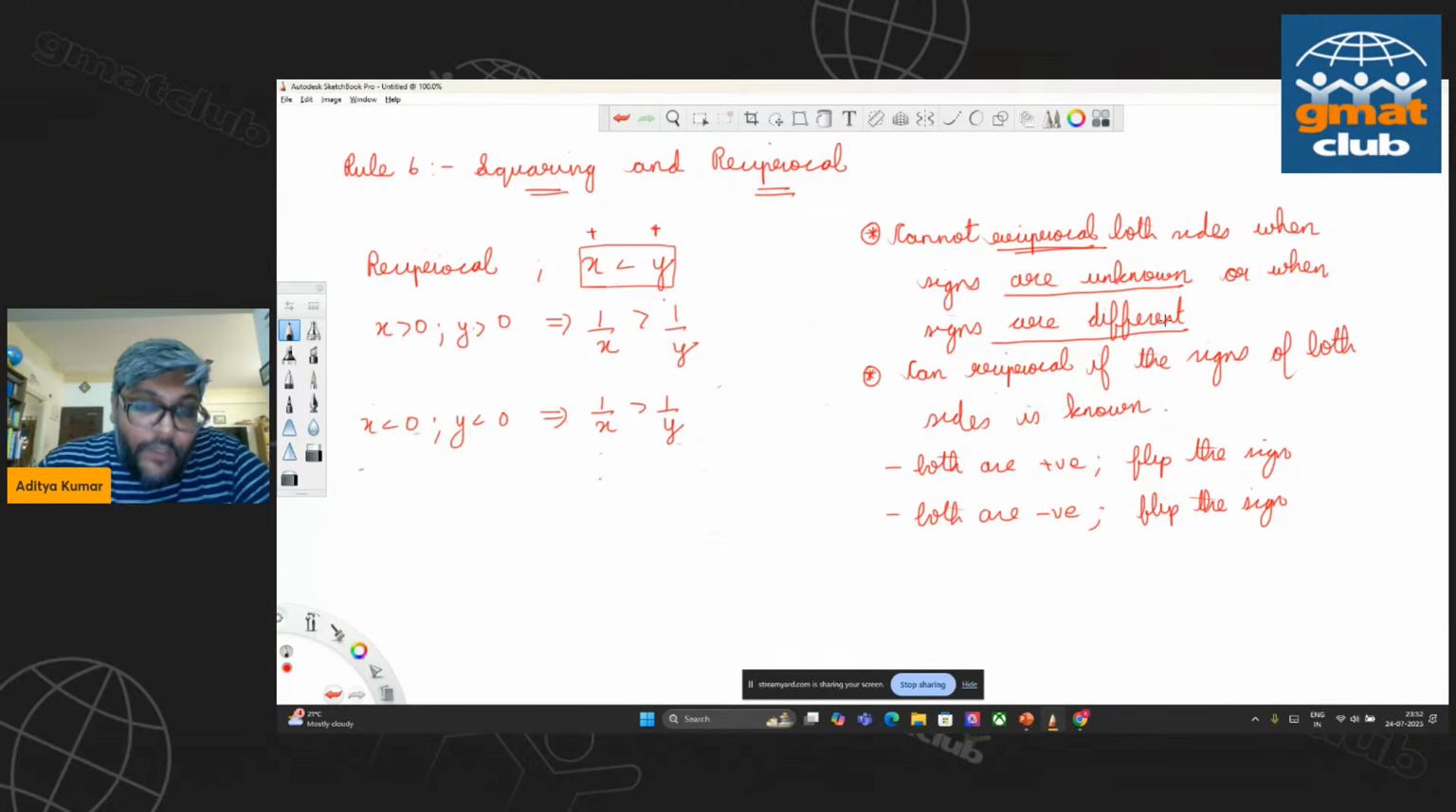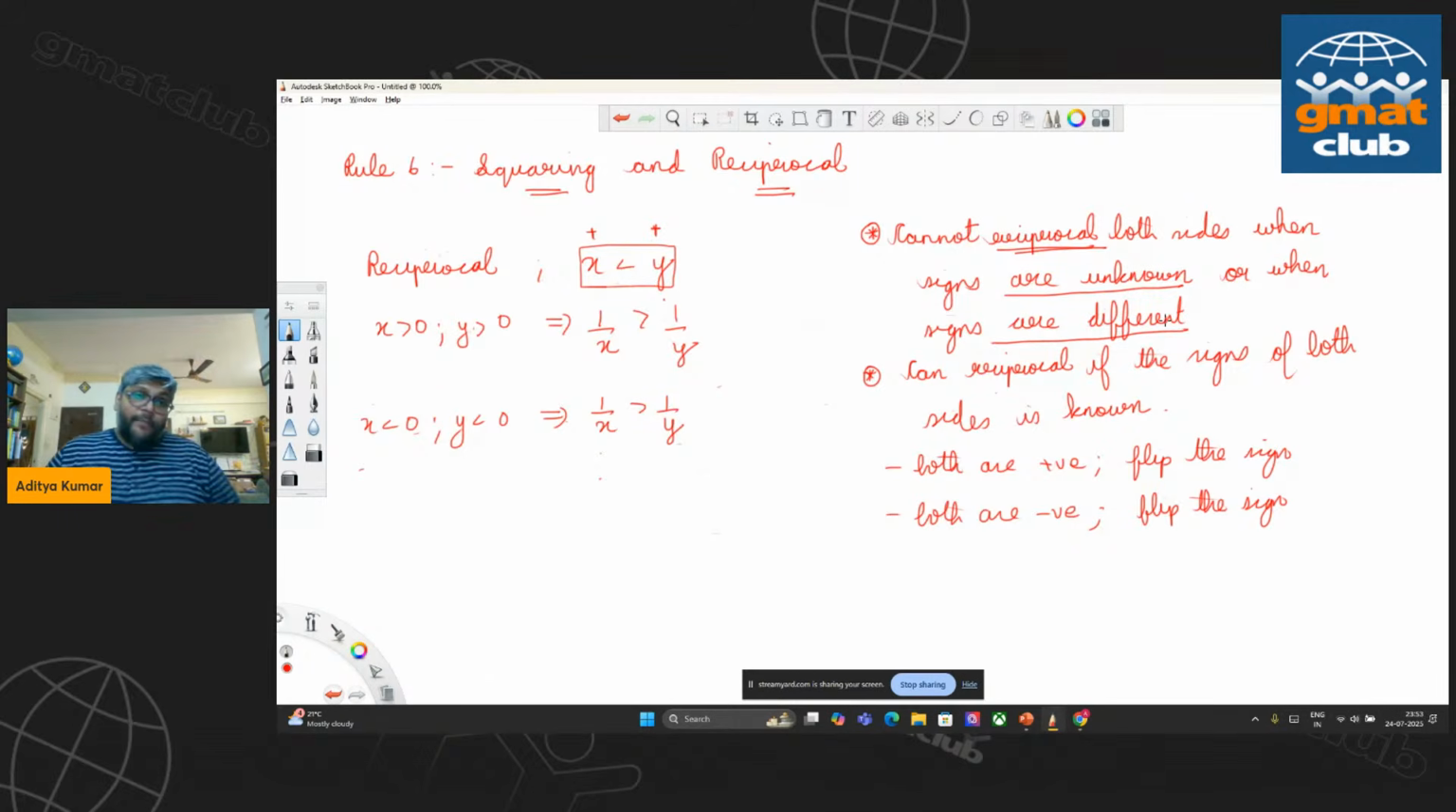So you cannot take the reciprocal, you cannot square when you don't know the signs or when the signs are different. You can square, you can take the reciprocal when the signs are the same on both sides. But in squares, if the signs are both positive, you can square it and the inequality sign remains the same. If they are both negative, the inequality sign flips. In reciprocals, you can definitely take the reciprocal when both sides are positive and both sides are negative. Simply, when you take the reciprocal, you will flip the sign in both cases. Got it?